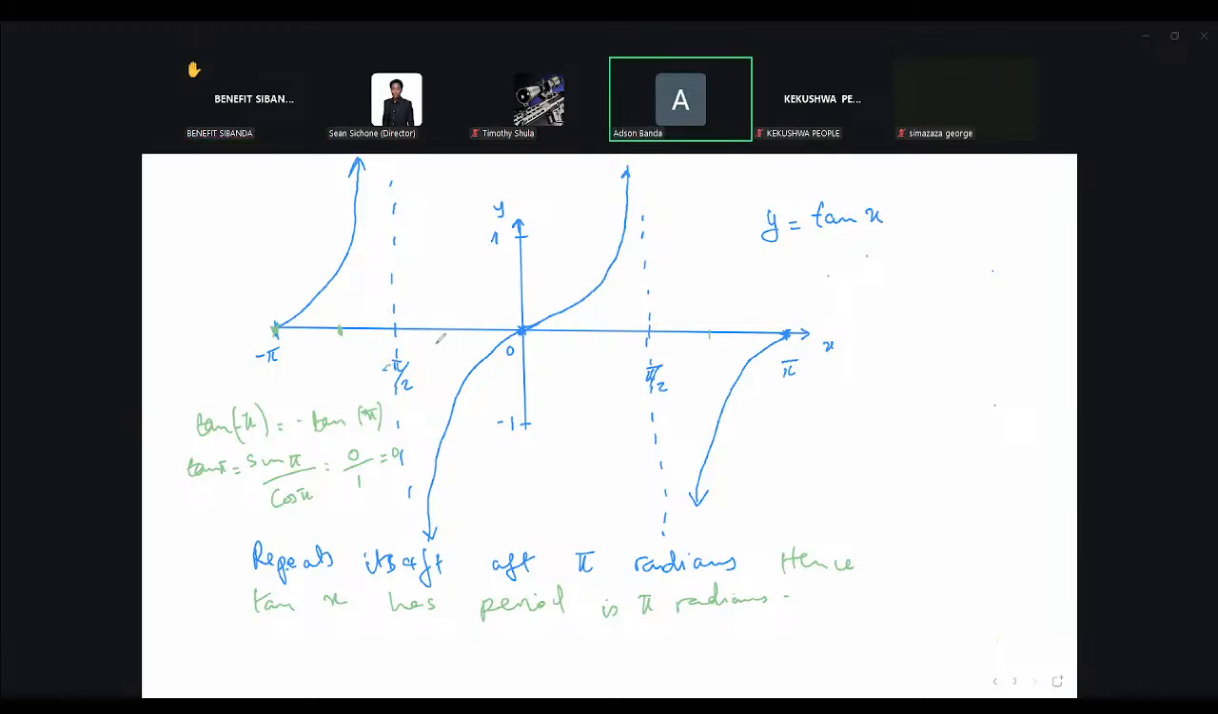Okay, so I said that for you to know the shape, just pick any angles in between there, and you should be able to tell whether the graph is below the x-axis or above the x-axis. The only difference here is that we have asymptotes, which happen every pi units. So always keep in mind that you have asymptotes, and when you have asymptotes, you don't cross, you just go closer to the asymptotes.